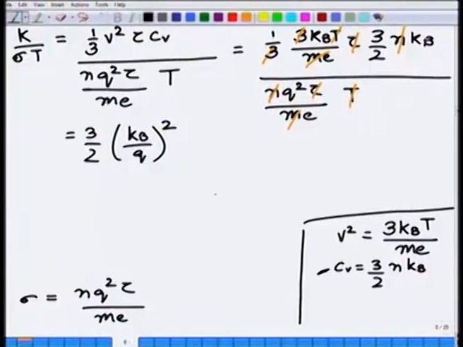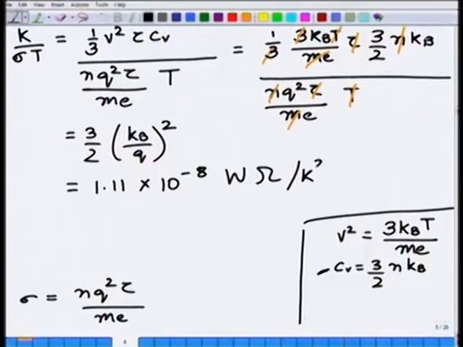Even in Drude's theory, this value came out as a constant, and when you plug in this value, what you get is a number like 1.11 times 10 to the power minus 8 watt ohms per Kelvin squared. Now, this number is only about half of what is actually observed. So it is pretty remarkable that even Drude's theory basically predicted the right result. Everybody thought that Drude's theory was predicting the Wiedemann-Franz law very well, because it was only half of what is experimentally observed.